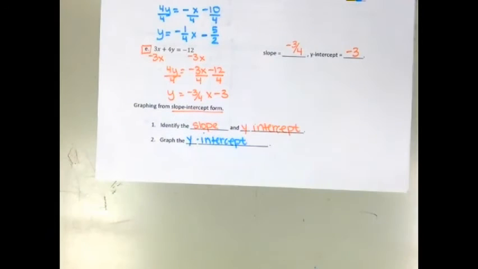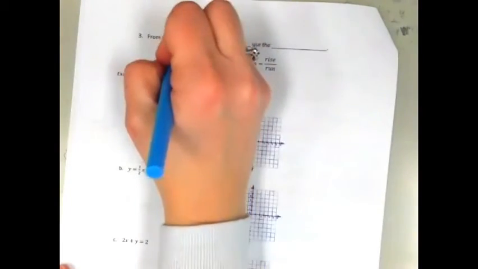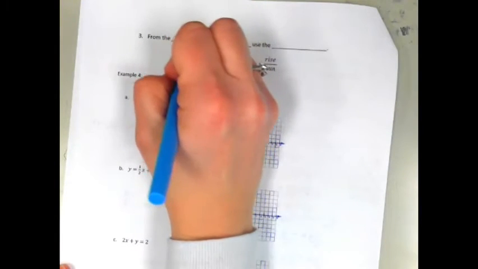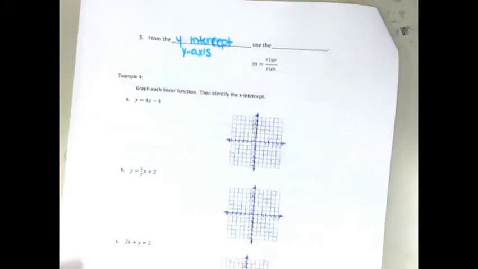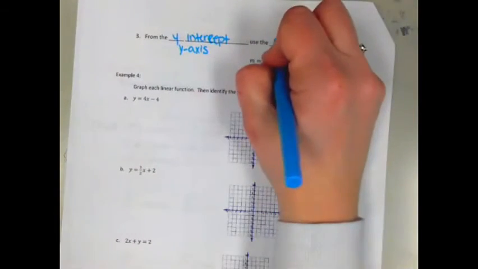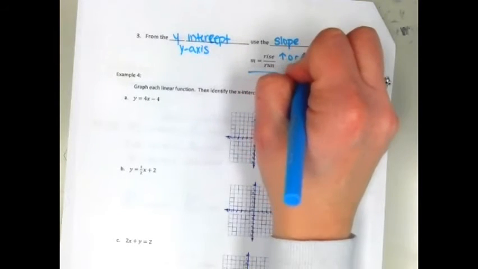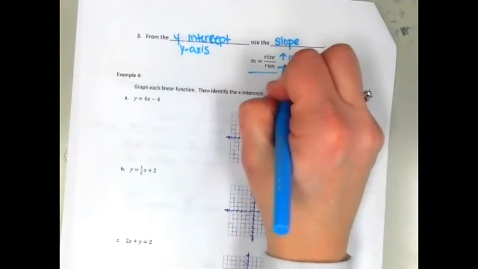Just like we did with the point and the slope, we graph the point first, then use my slope. Here we're going to graph the point, which is the y-intercept, and then we will use our slope. So from the y-intercept, and remember the y-intercept is on the y-axis. And which one's the y-axis, guys? Up and down. Thank you. We're going to use our slope. And we remember our slope with rise over run. Rise, we go up or down. Run, we go left or right. I always do right or left. I say left or right, but I write right.